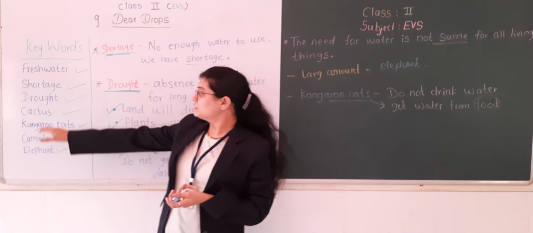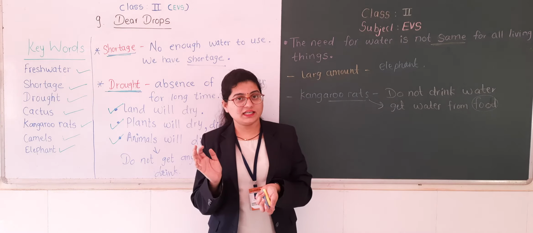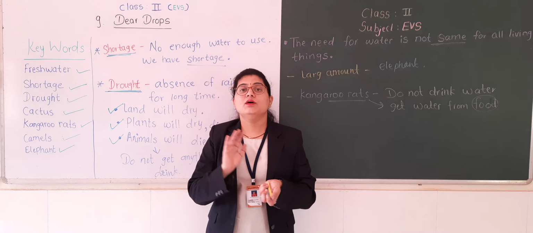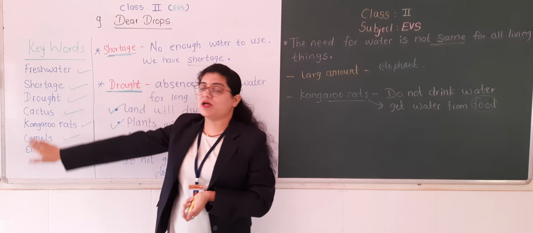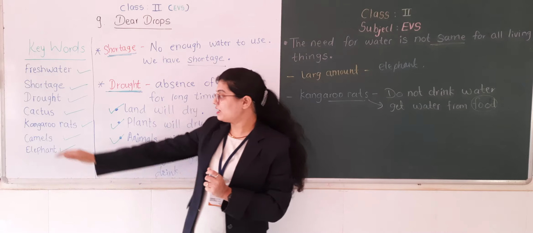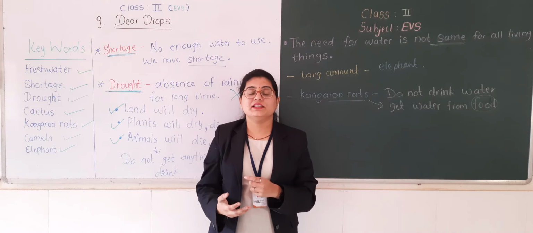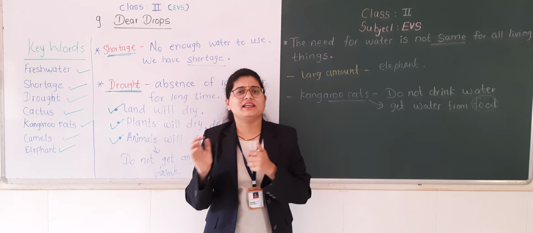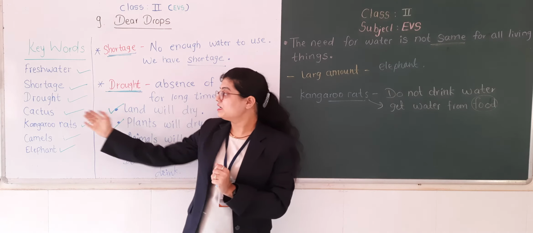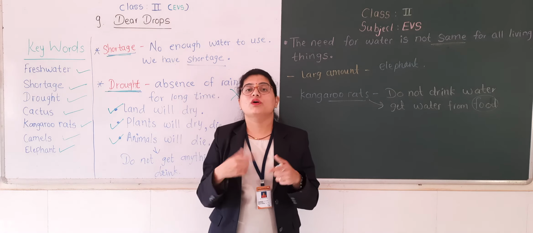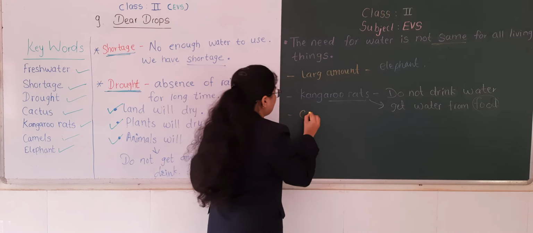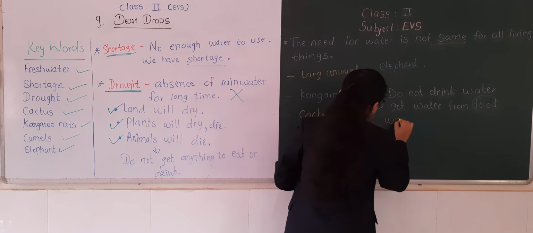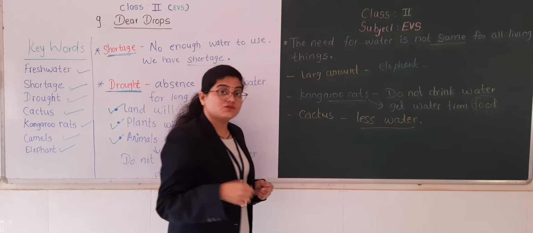Then we have seen the cactus plant. Does it need water in a large amount? No. Like the kangaroo rat, cactus plants also do not need more water. These kangaroo rats and cactus plants live in hot areas where a very small amount of water is available. So they do not need more water; they need less water.